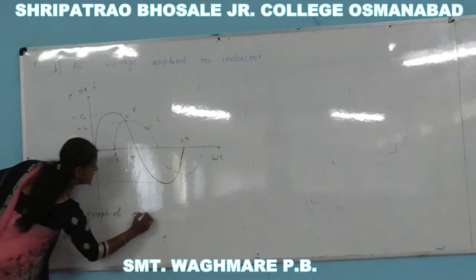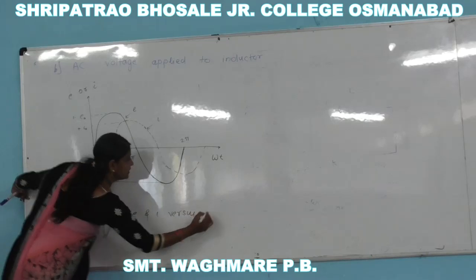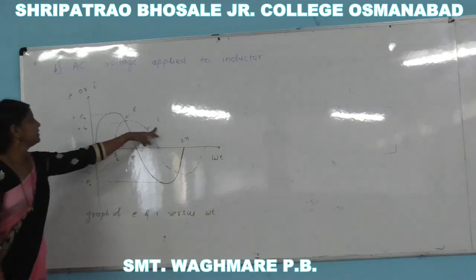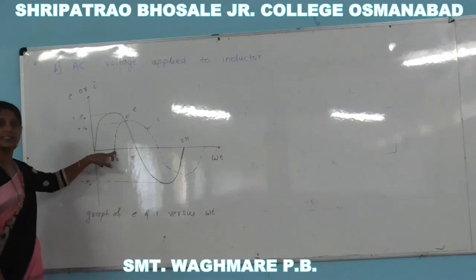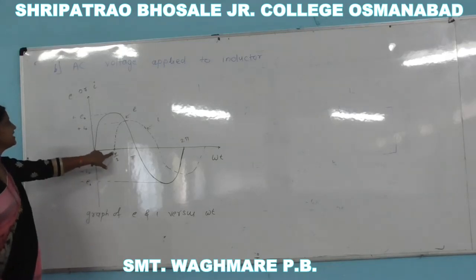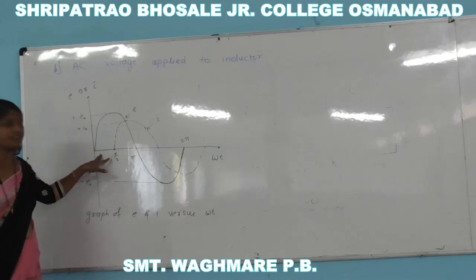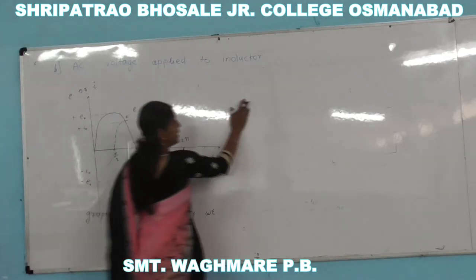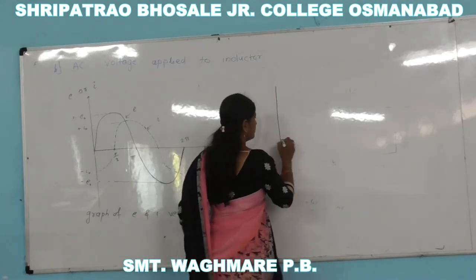Graph of E and I versus omega t. From this graph, we can say that the current I lags behind the EMF E. From this graph, we can say that there is a phase difference of pi by 2 between the graph E and I. And therefore, we can draw the phasor diagram for this EMF and current. We can write phasor diagram.